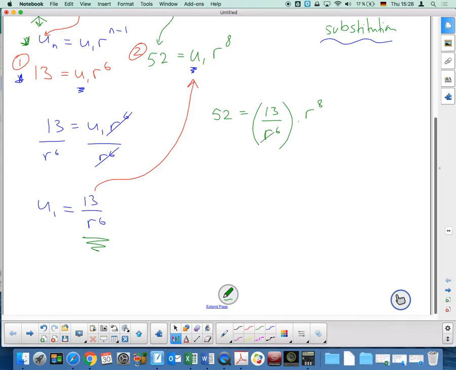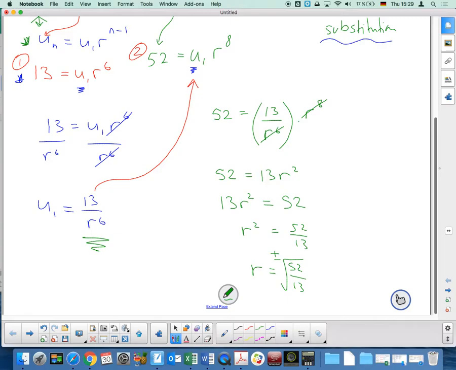So using your rules of indices, we can see we can cancel here. We end up with 52 equals 13 r squared. So I'm just going to go through my steps for solving this. Divide both sides by 13, and now I've got the value r. The value r is going to be the square root of 52 over 13. What you have to remember is you've got two possible values, a positive and a negative.